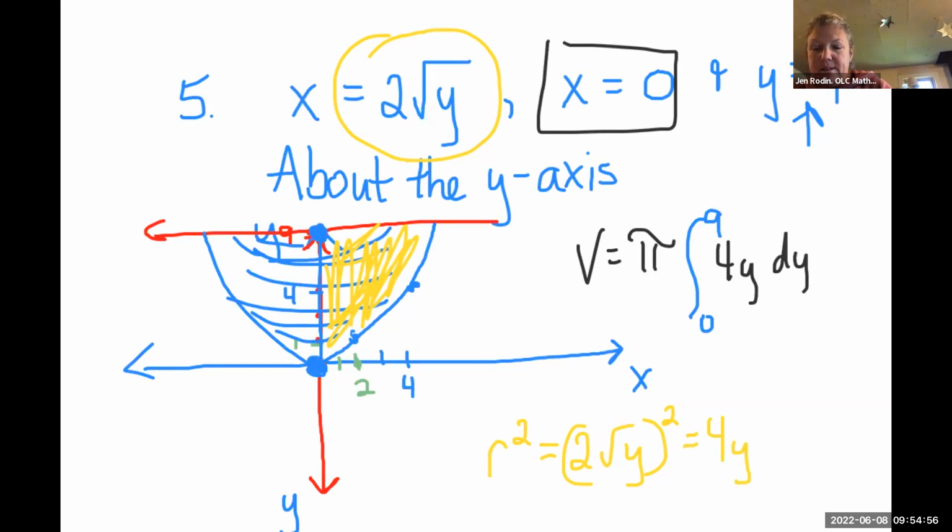And then, like I was saying before, the limits of integration are in terms of y. The function is in terms of y. And we're spinning around the y-axis. So all those things correspond together.